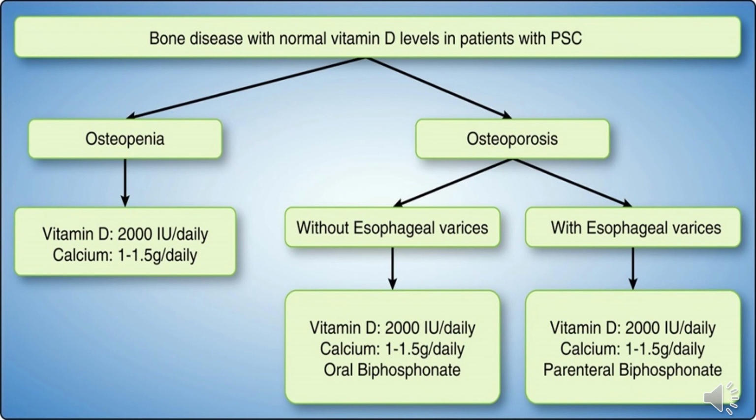For osteoporosis, if the patient has normal vitamin D, you should be reviewing the previous history. If the patient had no EVs before, then you do vitamin D replacement, the 2000 units, and you do the calcium, the same as before, 1 to 1.5 gram per day, but you add the oral bisphosphonate. If the patient has a history of varices, you avoid the oral bisphosphonates and you do it parenterally.